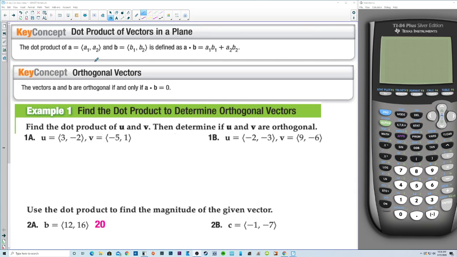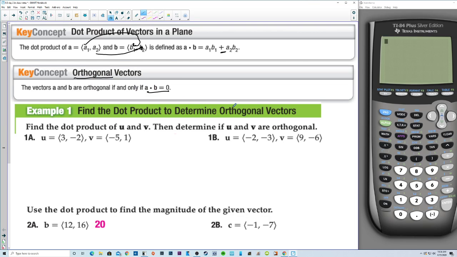All right, this is section 8.3, day 2, and we start out with the dot product of vectors in a plane. So we have the dot product of A is A1, A2, and B is B1, B2, defined as: multiply the X values and multiply the Y values, and it's always addition in the middle. And we talked about yesterday how if the dot product is 0, then the vectors are perpendicular to each other, and we say that those vectors are orthogonal.